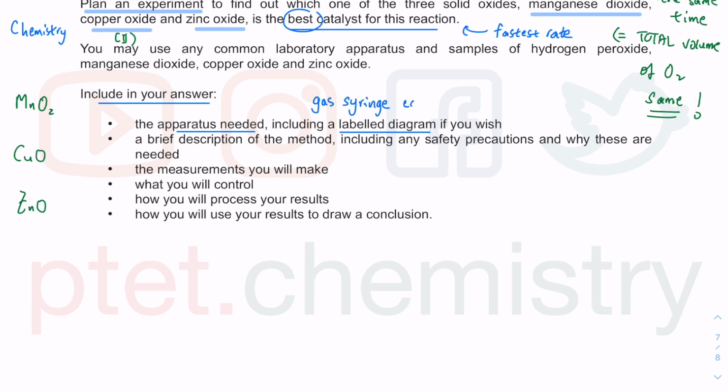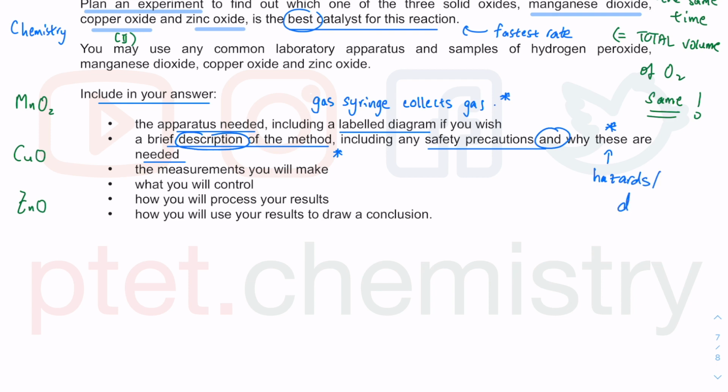So a gas syringe will collect the gas, and you need a brief description of the method. The shorter you write, the better, but make sure that it describes every single thing that you want to say about the method, such as gas collection and any safety precautions you take and why these are needed. Why are these needed? So you have to talk about what the dangers are. That's why you need to take certain precautions. So these are the hazards.